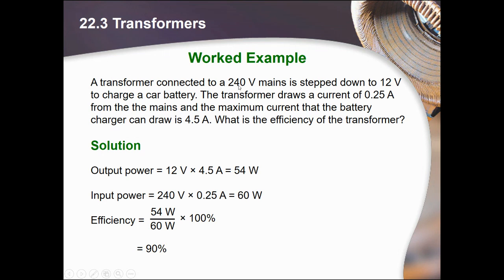So I have the volts and the current of both the primary and secondary, the input and the output, so you can calculate. The output is 12 volts times 4.5. Stepped down to 12 volts and it can only draw 4.5 ampere. Power is V times I, 54 watts. Input power is 240 times 0.25, I get 60 watts. So it's output over input times 100%, 54 over 60 times 100%, 90% for this transformer.